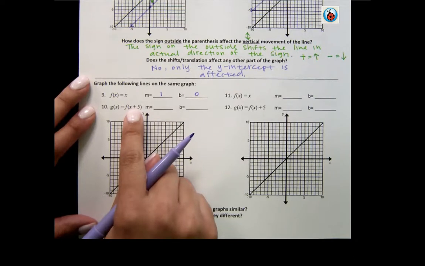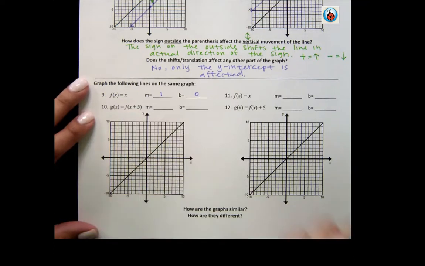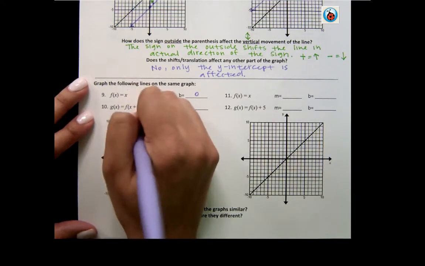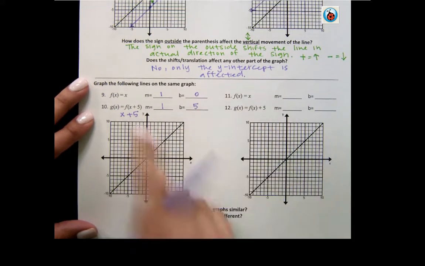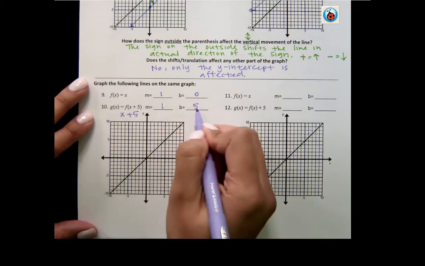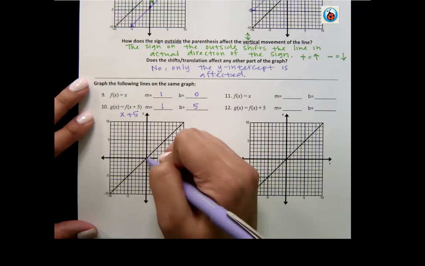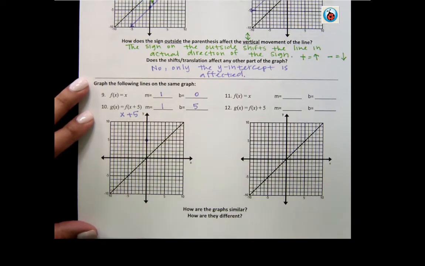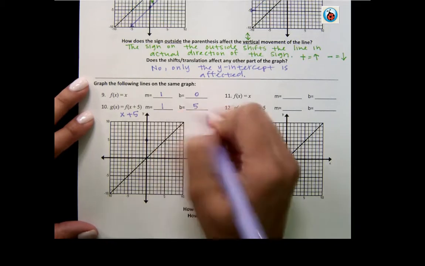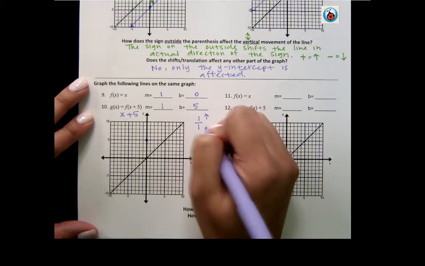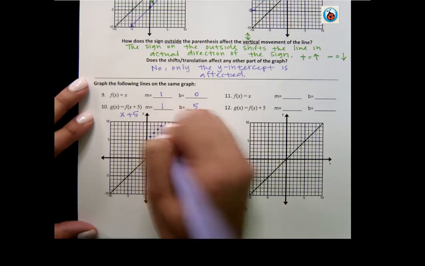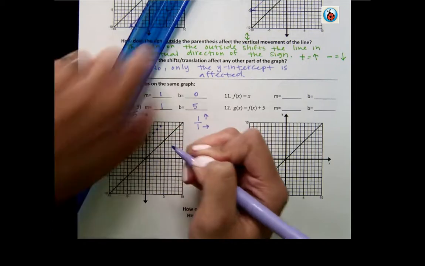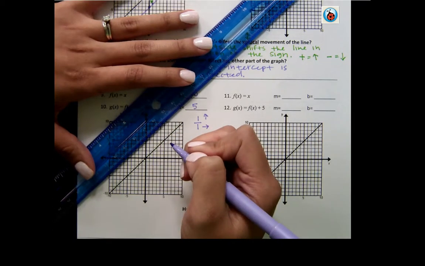So this time I have the sign on the inside of the parentheses. So f of x is the same thing as x, so I have x plus 5. My slope is 1. My y-intercept is positive 5. So according to my y-intercept from the origin, I'm going to go up 5, put my first point there, and then use my slope as a fraction. So up 1, right 1. And then connect the points to create my line.